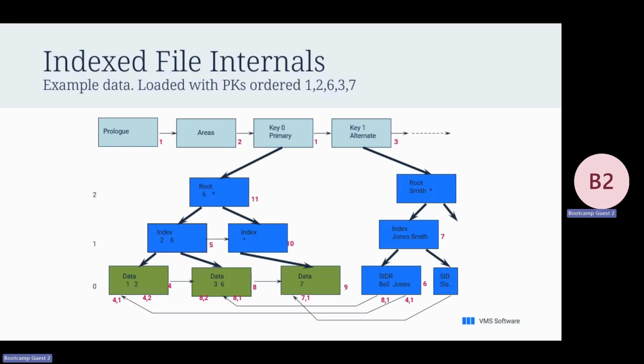So the prologue is in block 1, areas would be in block 2, the primary key is in block 1 again. The first data bucket, depending on how many keys you have, would often be block 4. Then I have 1 block buckets here in this case. First records 4,1, 4,2, 8,1 was because of the 6 being ordered.